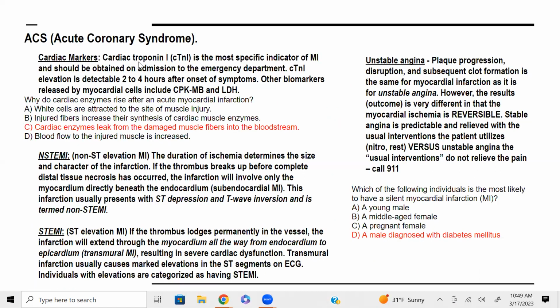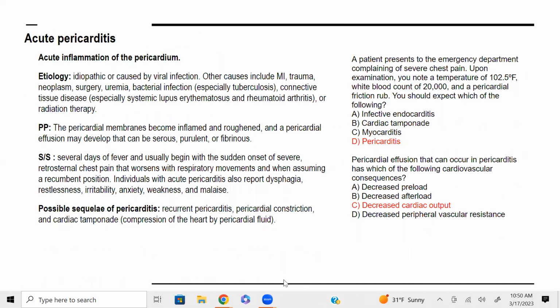Cardiac markers continued on cardiac troponin. A lot of times students miss this, so make sure you know this. The biomarkers released by the myocardial cells are CPK-MB, CPK, CK-MB, and LDH. So, sample question. These 3 diagnoses of acute coronary syndrome: STEMI, NSTEMI, and unstable angina. You have to know the mechanism of these. And then here's a sample question.